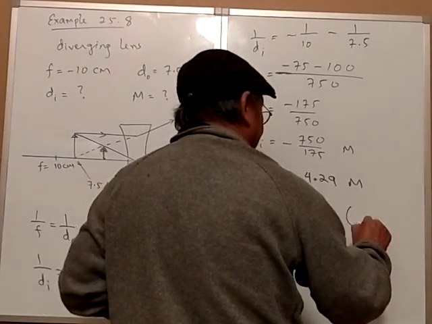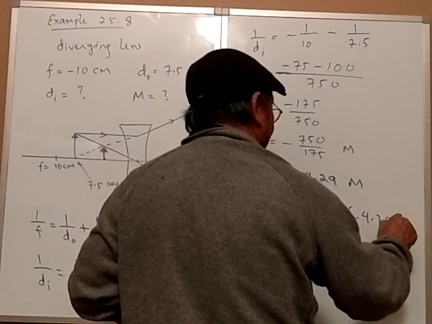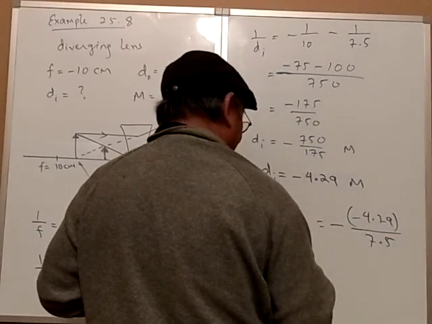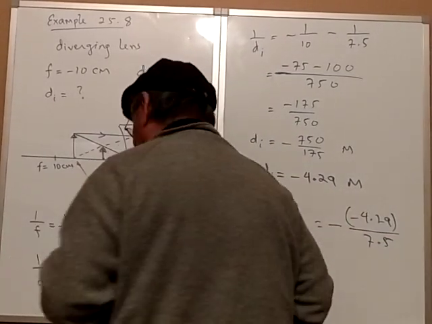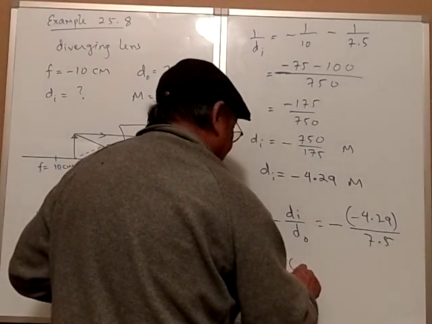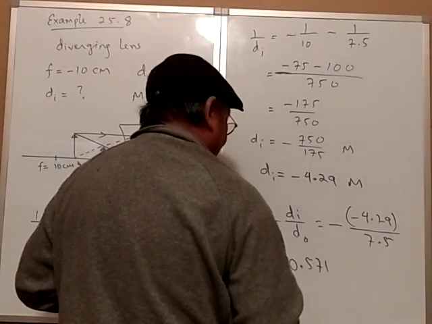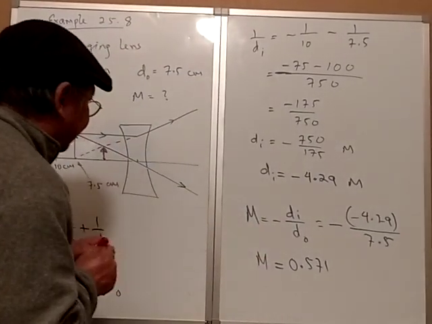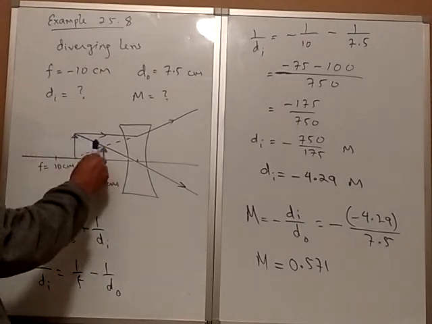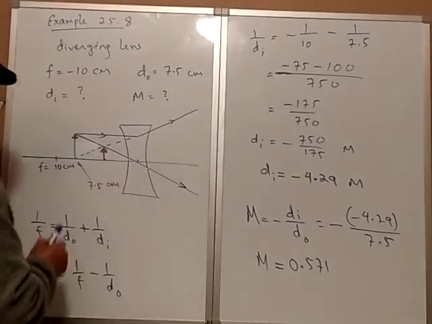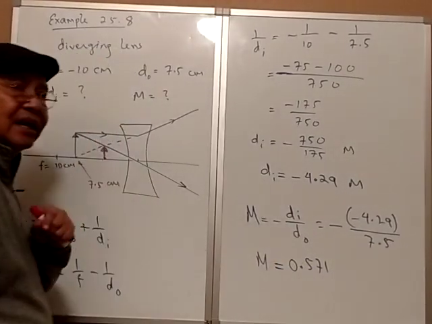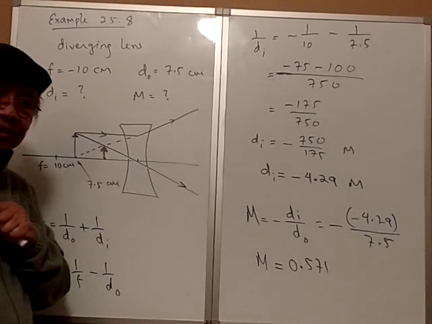So minus, di is minus 4.29, and do is 7.5. And negative is positive. m is equal to 0.571. So now you see the magnification is positive. That means the orientation of the image is the same as the object, so the image appears upright, right? So that's the magnification. And then we see from the figure that it is shorter than the object, so the magnification is less than 1, right? Okay, so I think I'm going to quit here.